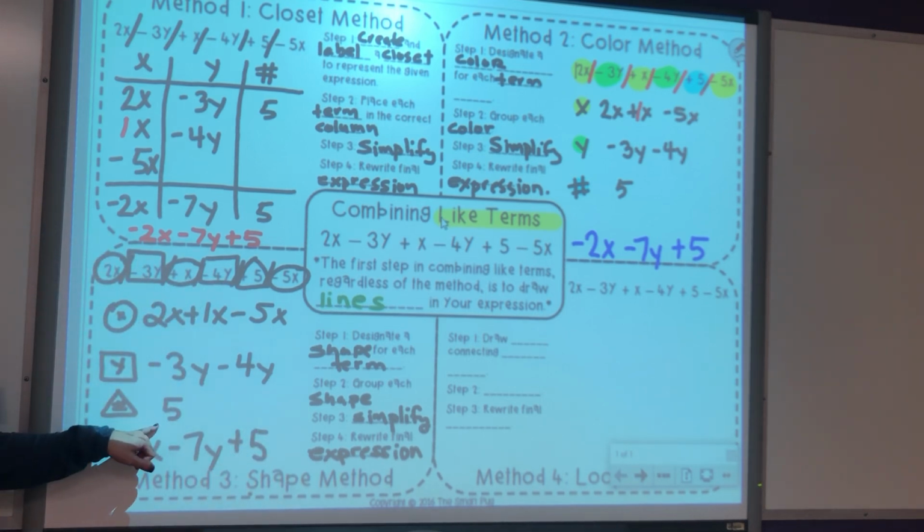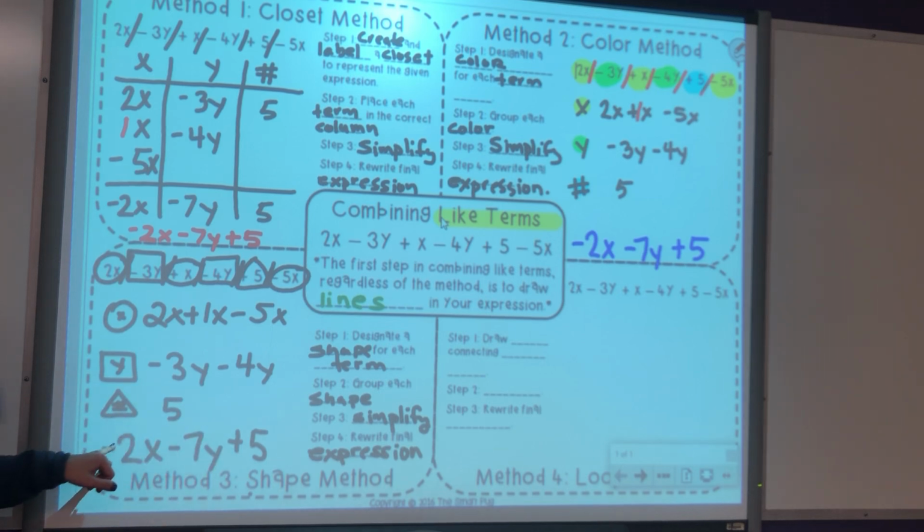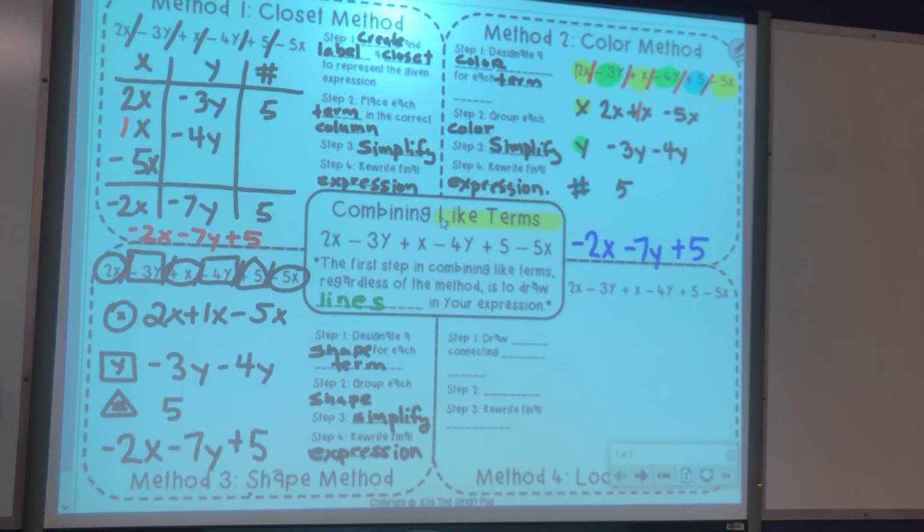What if 5 was negative? What would we do? And I'll get rid of the positive and put a little negative. We would subtract it, right? Okay, because subtraction and negative, those things are the same.